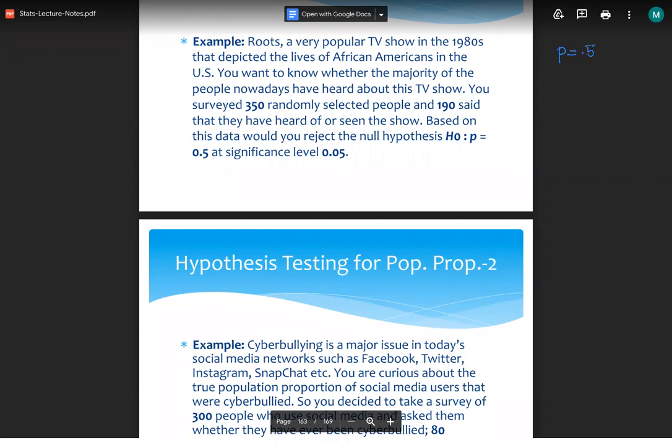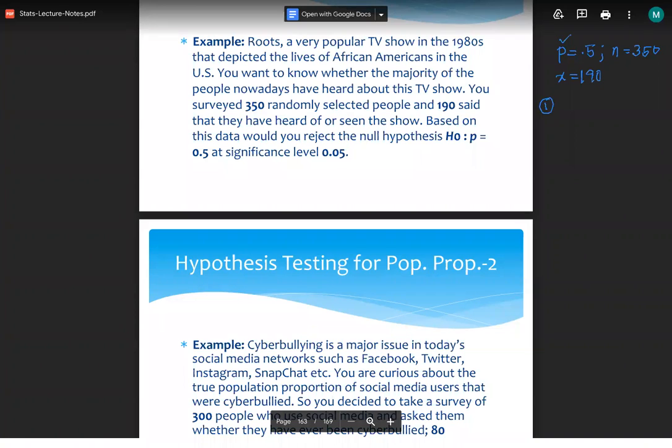Now, how many people did you survey? You surveyed N is equal to 350, and X is equal to the number of people that said, okay, we heard of that show. All right. So now to do a hypothesis test, to test this claim that about 50% of the people know about this show, you have to go through a sequence of steps.